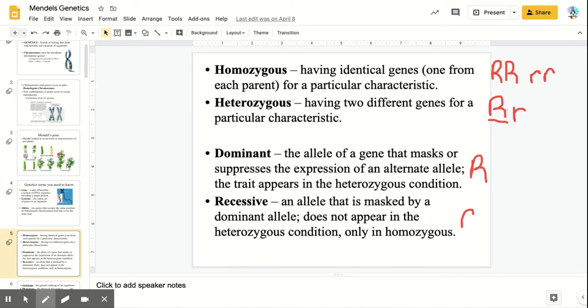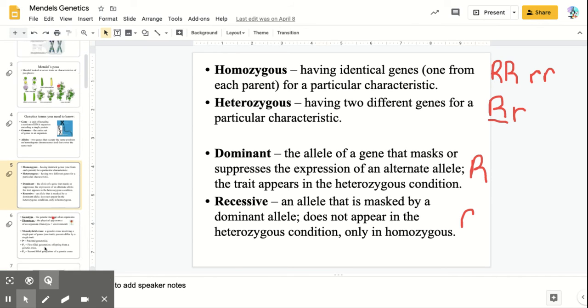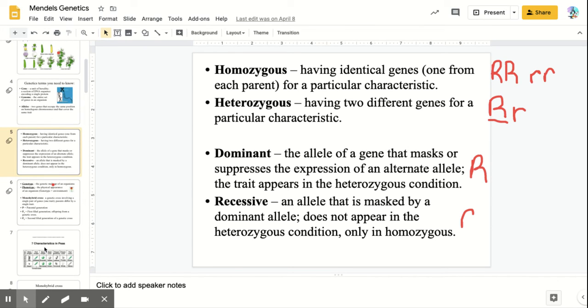And then we have this little guy, this little r, he's whispering, he's not going to be shown. You're not going to worry about him. We're going to do lots and lots of practice, so don't worry. I promise it'll make more sense. But there's lots of vocab to go along with this.